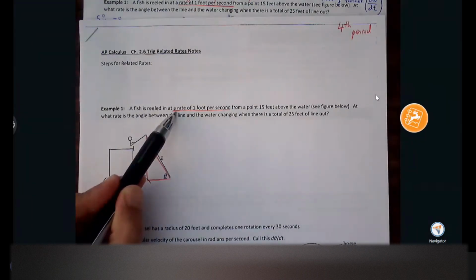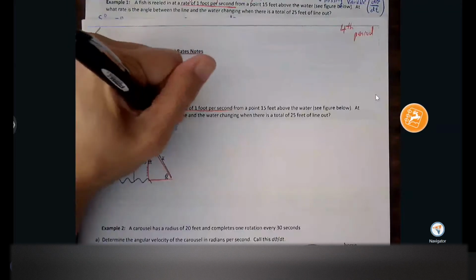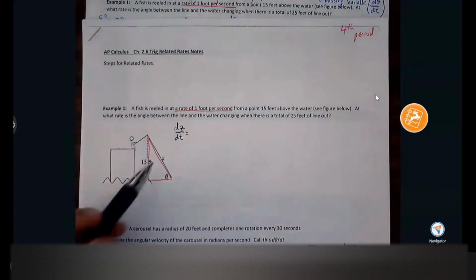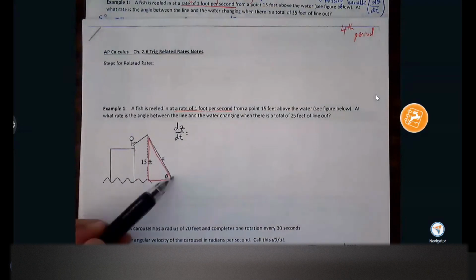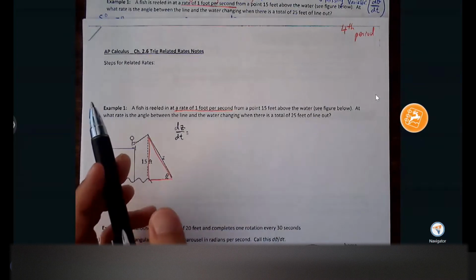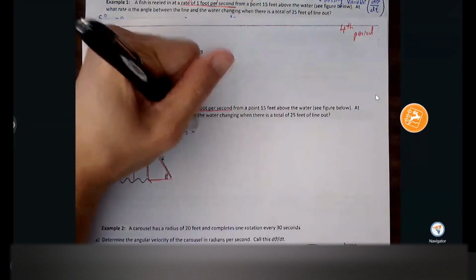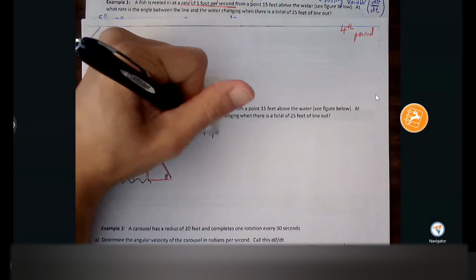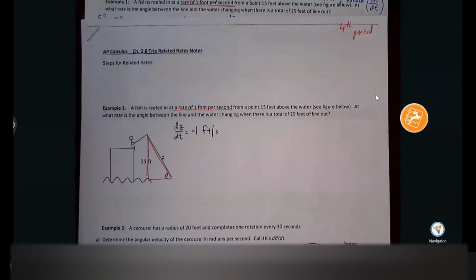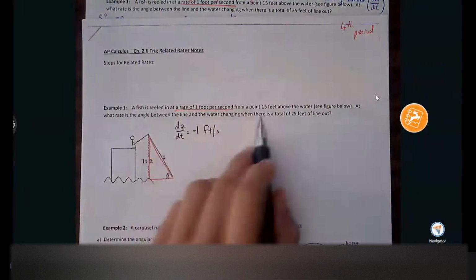So it's going to be dz over dt, right? As the line is getting shorter, what adjustment do we have to make? This one is now going to be what? Negative, right? Negative 1 foot per second. Okay, from a point 15 feet above ground, so we have that constant here. At what rate is the angle between the line and the water changing?